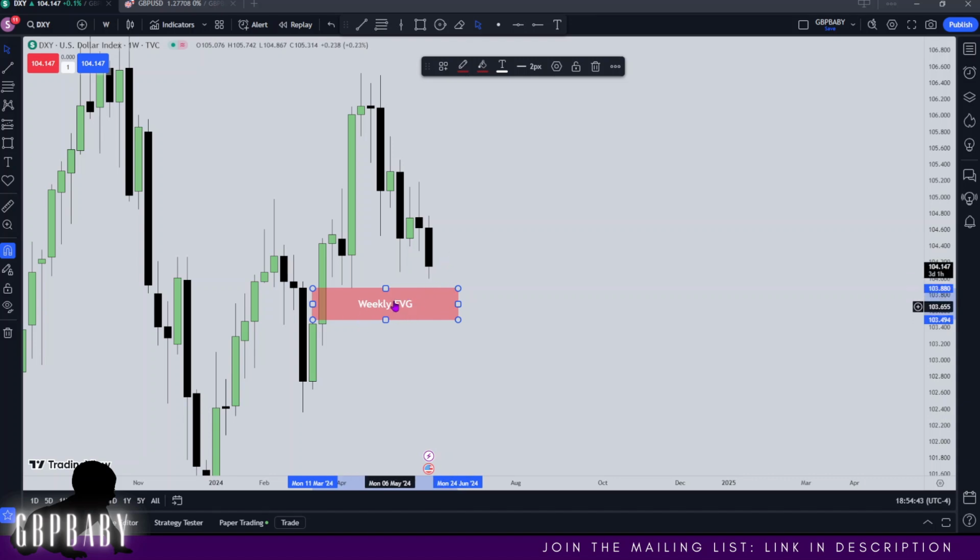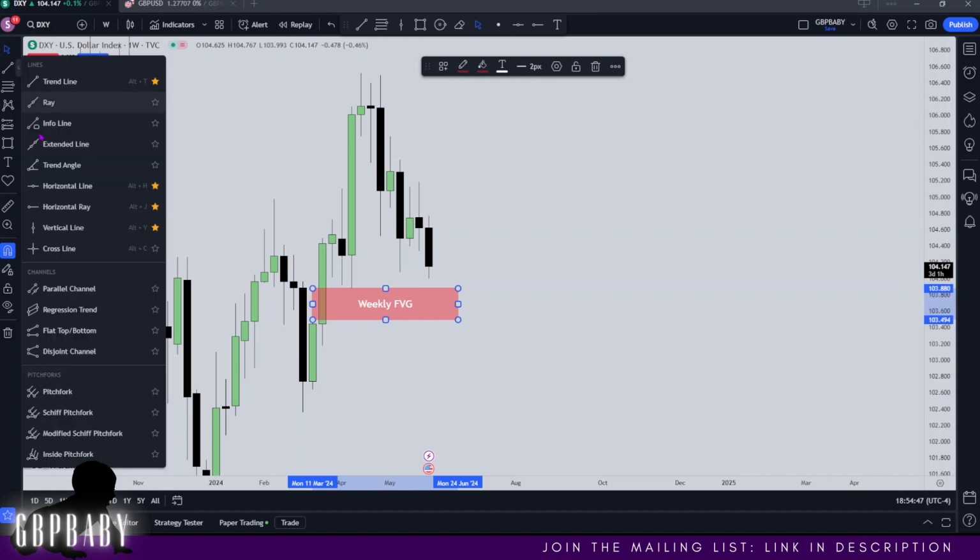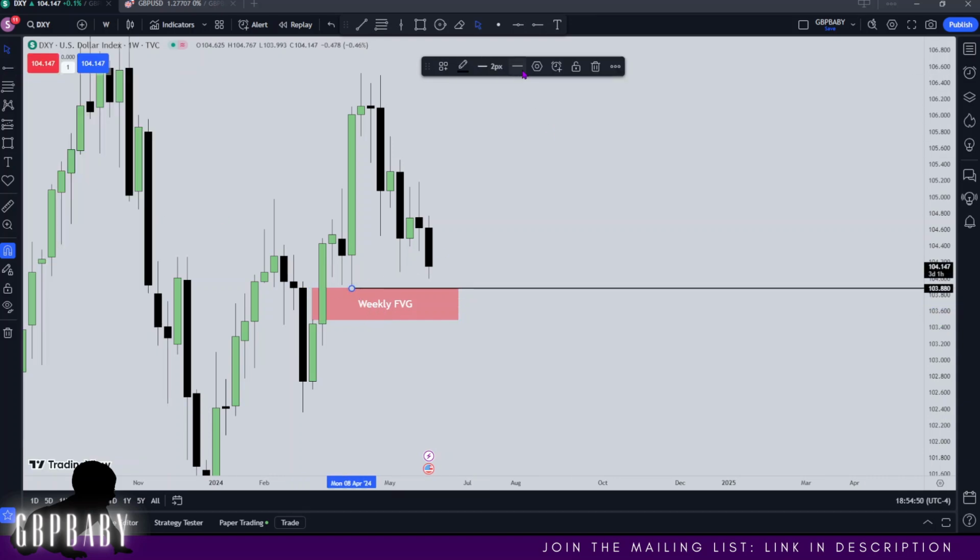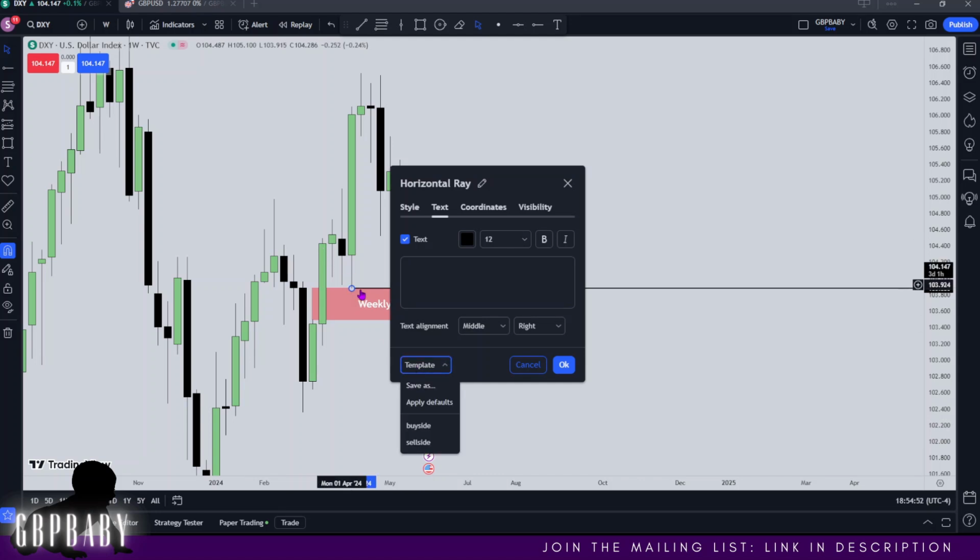Because as far as I'm concerned, this is the sell side target. And if we're bearish, we should be looking at this as a draw on liquidity. So definitely keep that on your charts. I'll also have this low right here marked out for sell side liquidity. We'll just move this to the right.